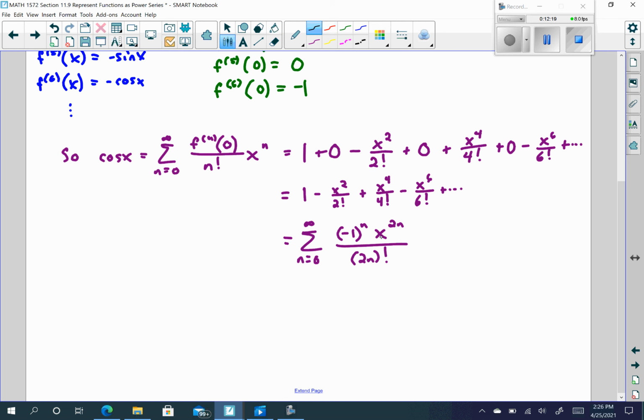And again, if we were to conduct the ratio test, the limit as n approaches infinity here would give us 0, so the radius of convergence is infinity. Now it's nice because we found this, we can use it to help us with our next example.